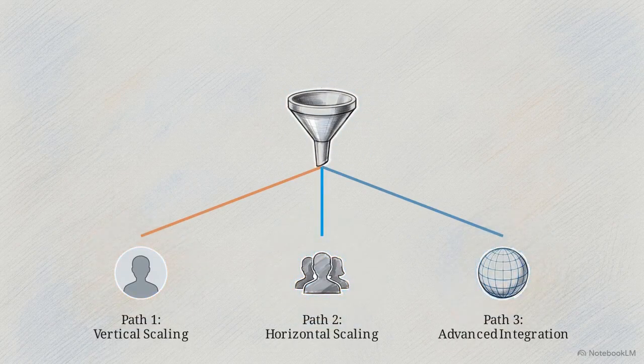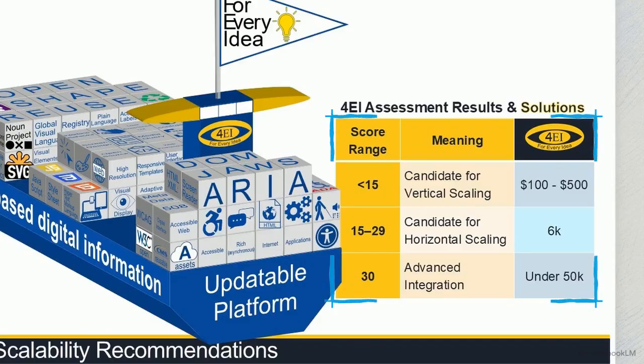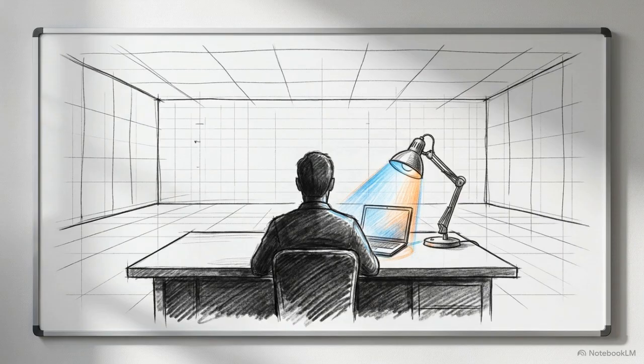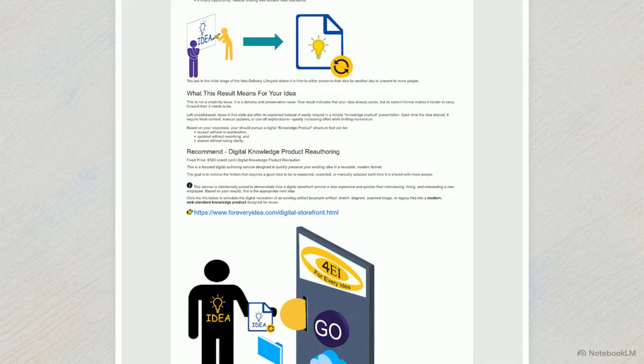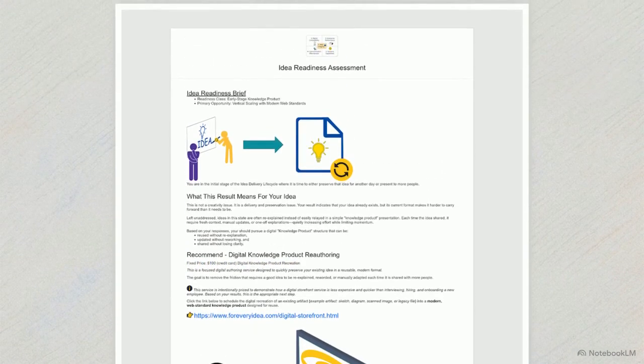This table shows how the diagnostic funnel splits users into different scaling paths based on their final score. Let's look at how this maps out. If you are a solo operator or entrepreneur and your score falls below 15, the assessment classifies your idea as an early-stage knowledge product. The brief will recommend a fixed-price service, typically between $100 and $500, for a digital knowledge product reauthoring. The goal here is vertical scaling.